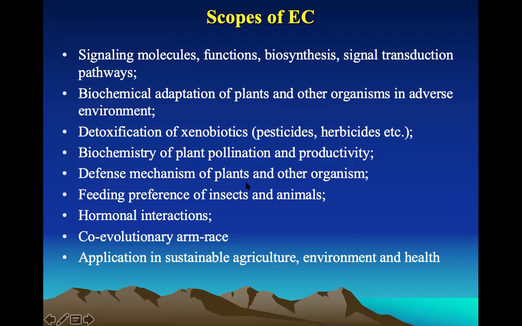Defense mechanisms of plants. Plants have some chemical weapons to ward off pathogens and insects, and it is called the defense mechanism of plants against other plants or insects or other animals or microorganisms. So in most cases they use chemical weapons to ward off the organism, because plants are sitting ducks. They cannot move away like other organisms. In that case, they fight against the enemies by using chemical signals, and they are ecochemicals. Feeding preferences of insects and animals.